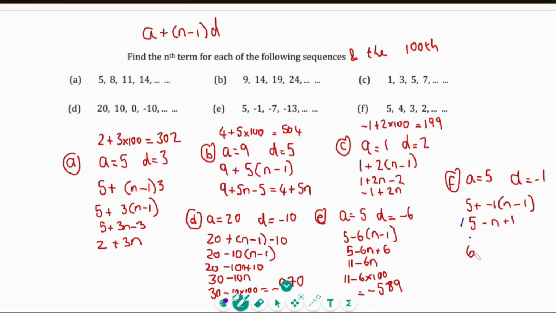Five plus 1 is 6. 6 minus n. And the nth term, replace the n for 100. So for each one, you've got your nth term and your 100th term.